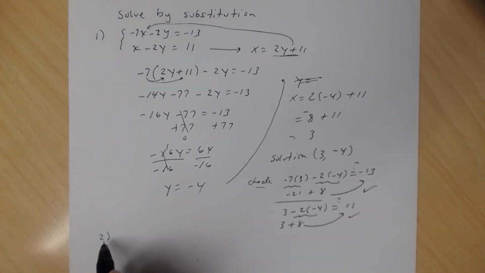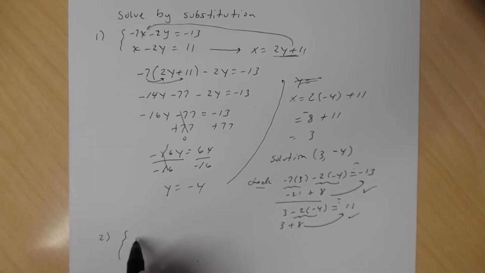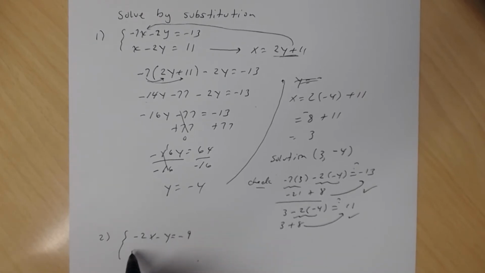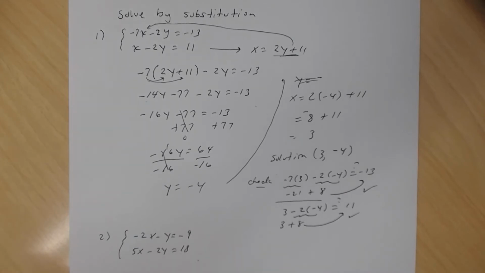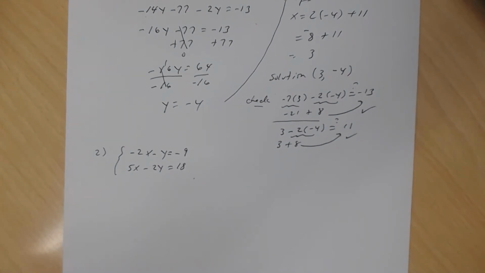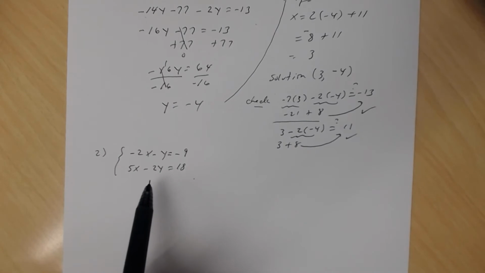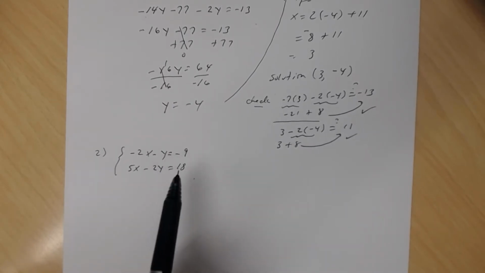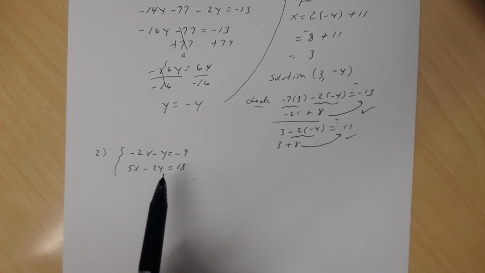Okay, number 2, let's suppose we had this equation. It's -2x minus y equals -9, and then 5x minus 2y equals 18. Now, the thought process in this one, again, you want to do this by substitution. Is there an equation you can choose that you can solve for one of the variables and you're not going to involve any fractions at all?